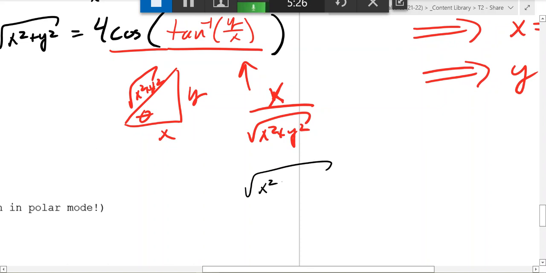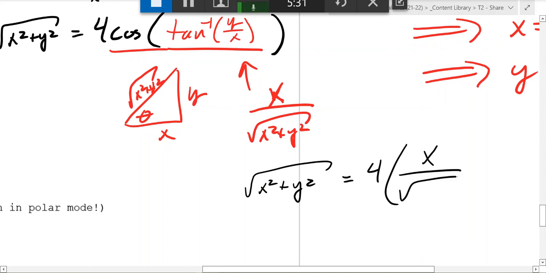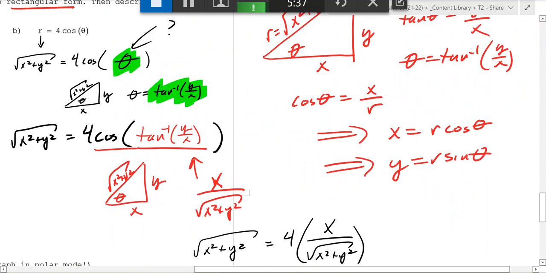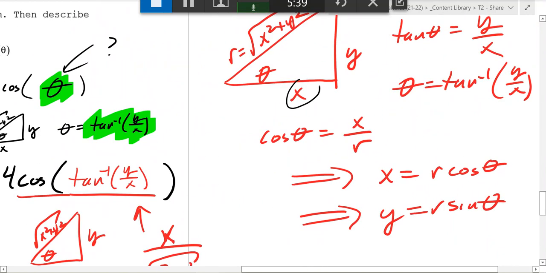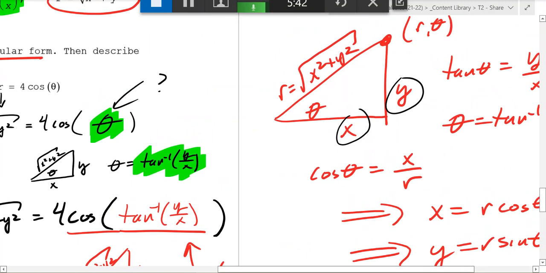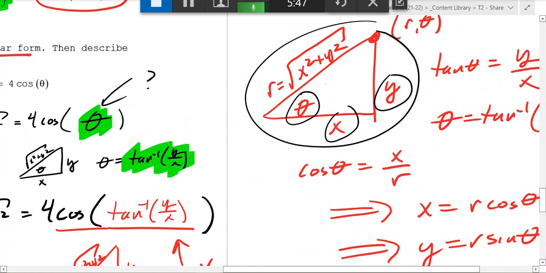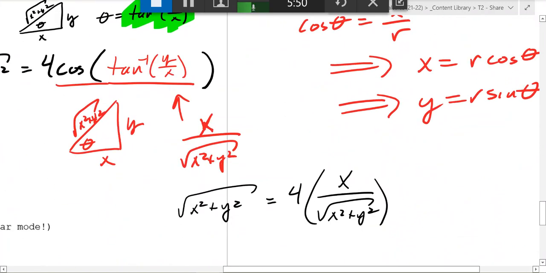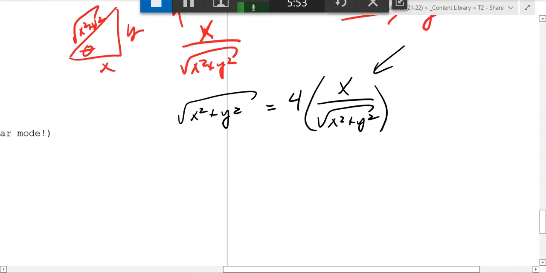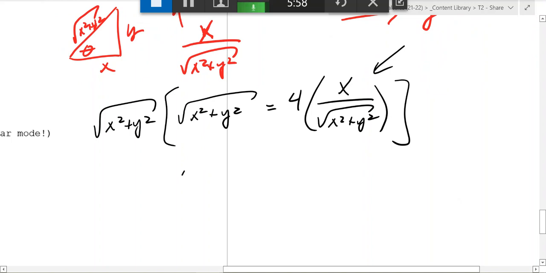So what do you end up with? You end up with the square root of x squared plus y squared is equal to 4 times x over the square root of x squared plus y squared. I want to say that one more time. When you have theta here, you know it's some x, y right there. So one way to say theta is tan inverse of y over x, but then what is the cosine of this triangle at theta? The cosine of that angle value is going to be this right here. So what do we do now? We multiply both sides by the square root of x squared plus y squared, and then we get x squared plus y squared is equal to 4x, because it cancels on the right-hand side.